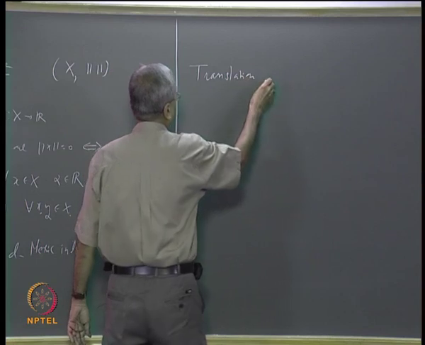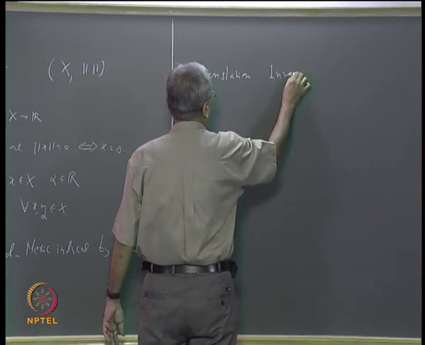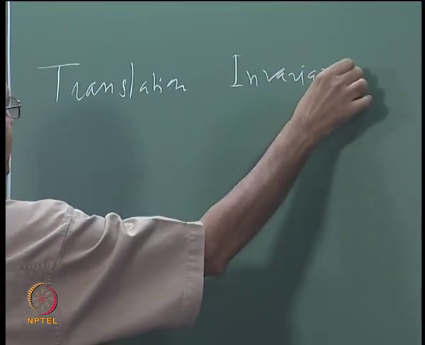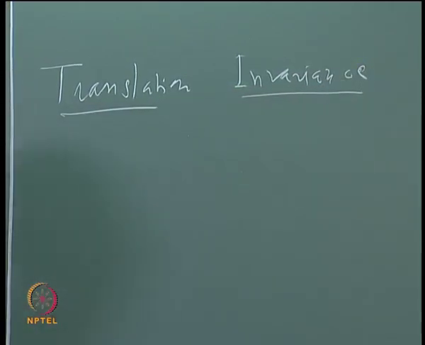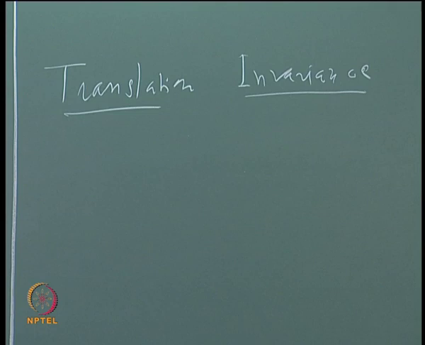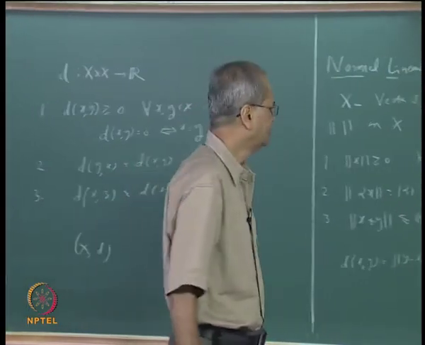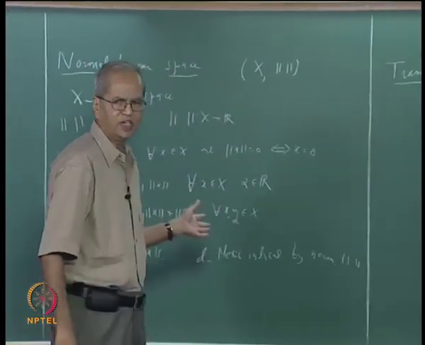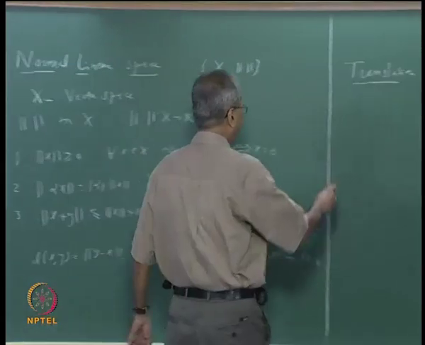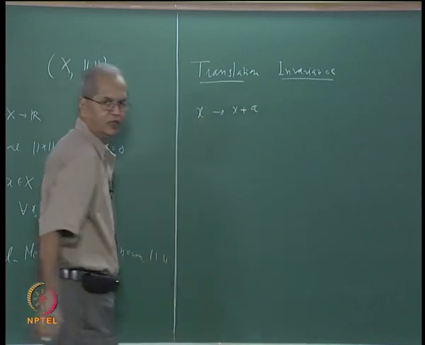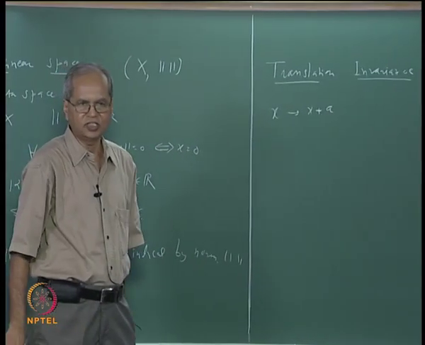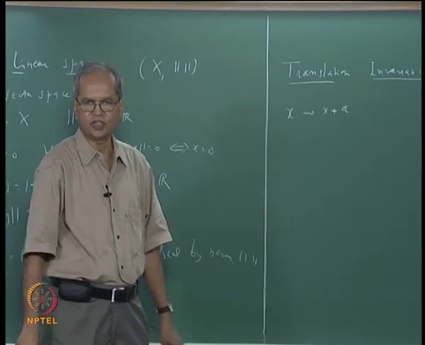Translation invariance. That is, if a metric is induced by a norm, then that metric is invariant under translation. What is the meaning of translation? Translation means adding a fixed vector to each element, that is the map which takes x to x plus a. That means you just add a fixed vector to all.